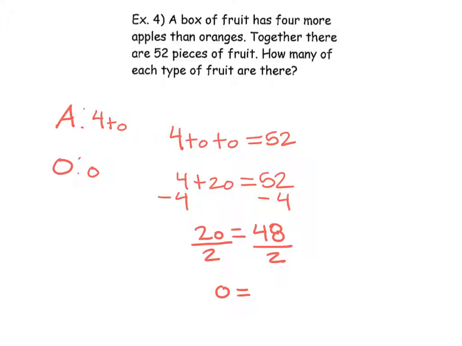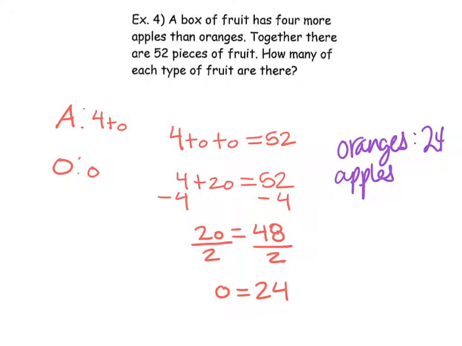Oranges equals 24. Awesome. If there's 24 oranges, and there's four more apples, four more is what? Let me do it in purple. Oranges is 24. How many apples were there then? There's four more, so 28. Together, that needs to add up to 52, and it does. Make sure that you've got that. He was writing slow enough, you should have been copying as he went.